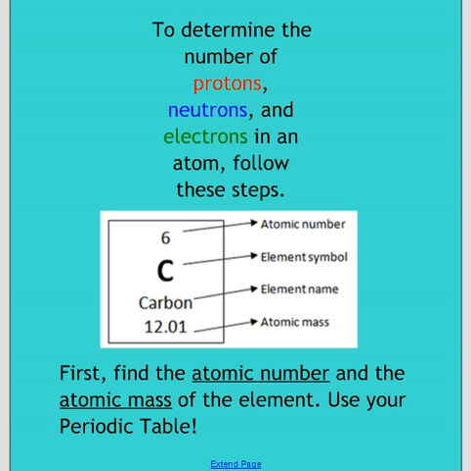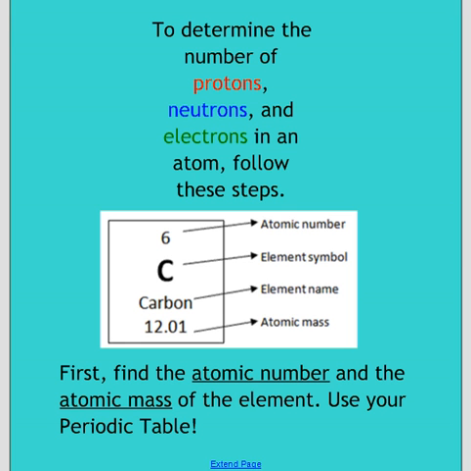So we're going to start with a couple of guidelines. It says to determine the number of protons, neutrons, and electrons in an atom, we need to follow these steps. So the first thing you need to do is find the atomic number and the atomic mass of the element that you're trying to get the information from. So you're going to use your periodic table to do that.